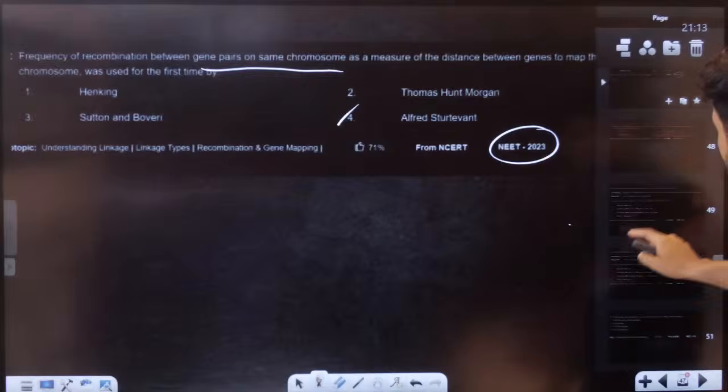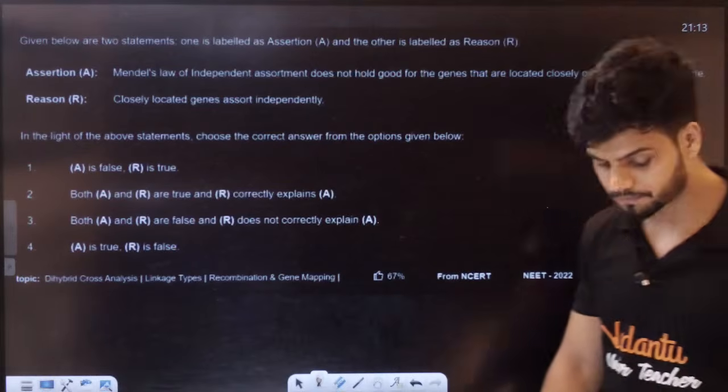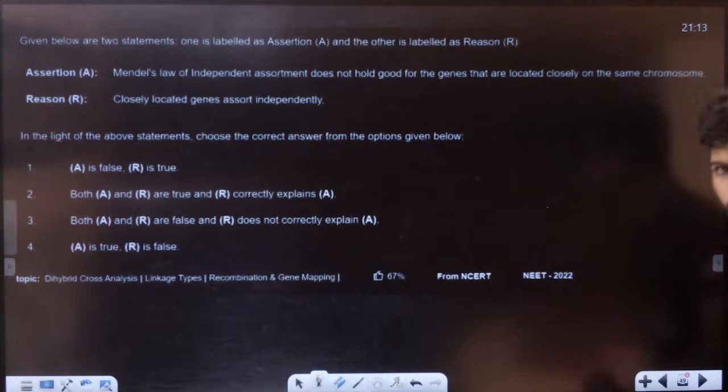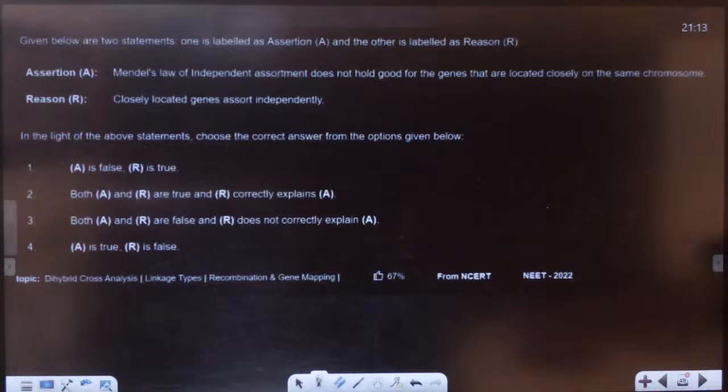Okay, students, here is the question. Start solving. I'll give you exactly 1 minute to solve this question. It's an assertion-reason question. Properly read and answer.